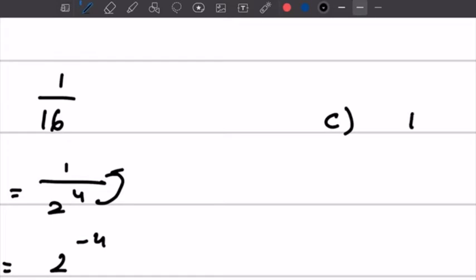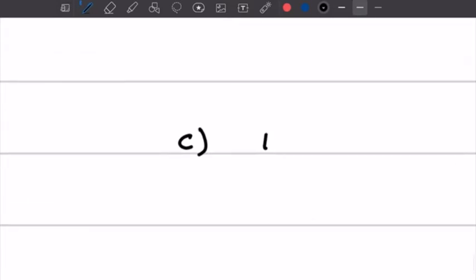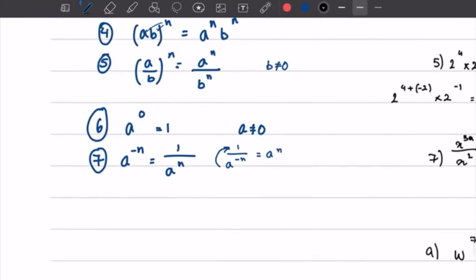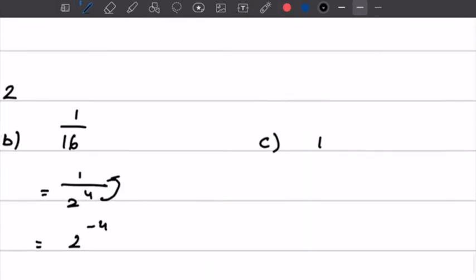C. Write 1 as a power of 2? Well, we know that anything to the power of 0 is defined as 1. So this is just 2 to the power of 0. Simple.